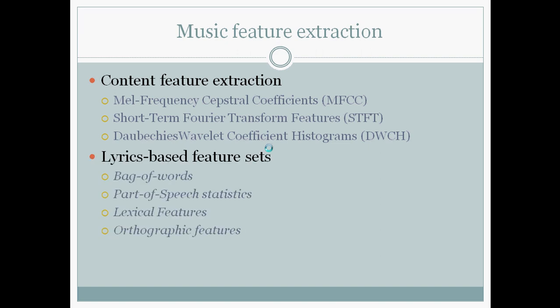Well, for the lyrics, there are several techniques like bag of words, part of speech, lexical features, and orthographic features. Basically, all these techniques compute the TF-IDF measure for each word and select the top 200 words as the features.